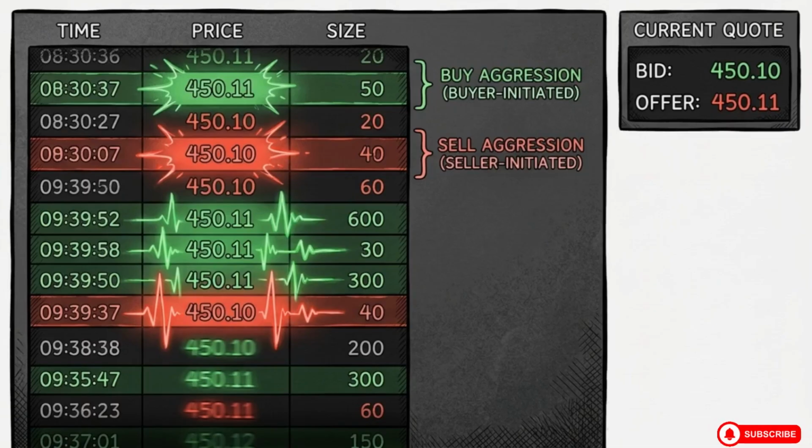to either the buyer or the seller. The classification rule is simple. Trades that execute at the offer are buyer-initiated. A buyer crossed up to take the available price. Conversely, trades that execute at the bid are seller-initiated, printing in red as sellers reach down to hit the prevailing bid. The continuous, shifting balance of these colored flags forms the heartbeat of active market pressure.